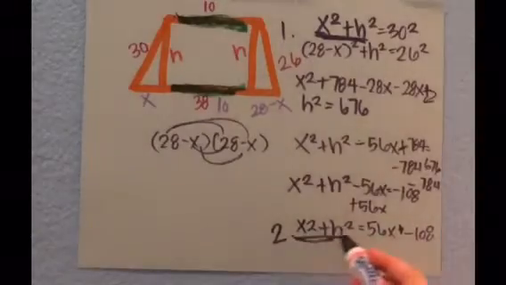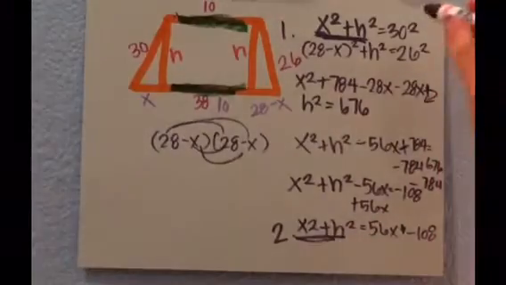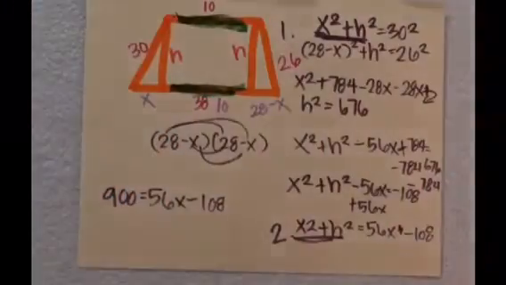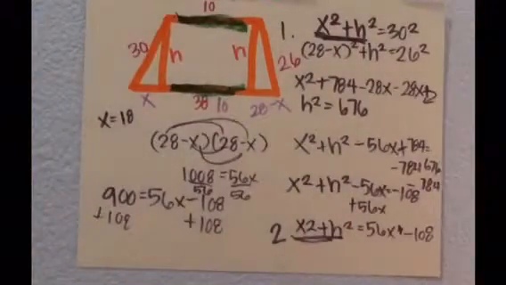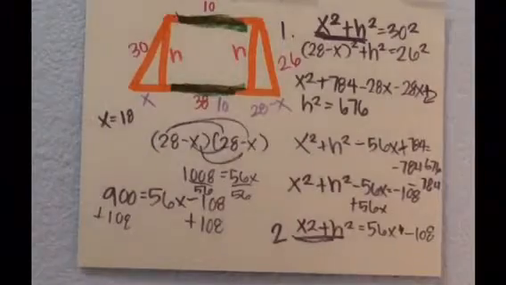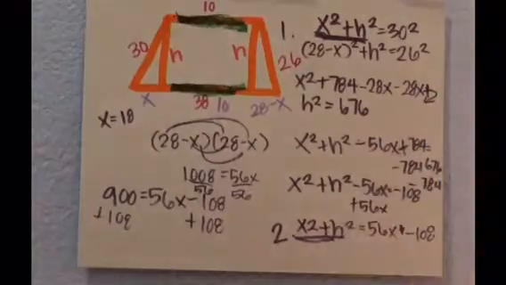So now right here we have like terms, so we can set those equal to each other. So we know 30 times 30 is 900. So 900 equals 56x minus 108. So we have to get x by itself. So we have to add over 108, which gives us 1008 equals 56x. So if we divide by 56, x gives us 18.